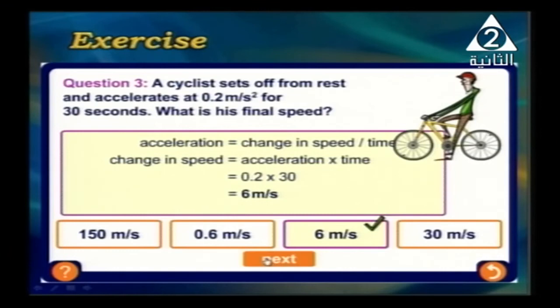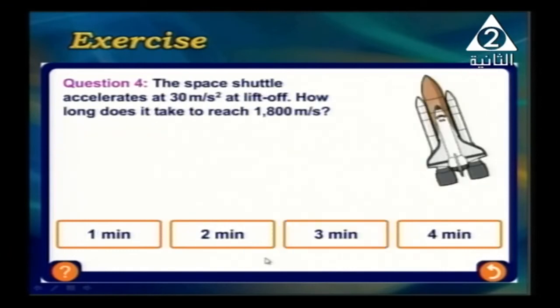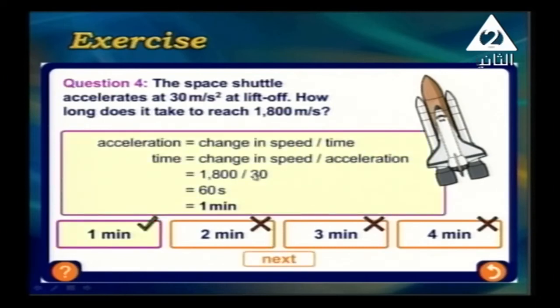After that, we have the space shuttle accelerating at 30 meters per second square at liftoff. How long does it take to reach 1,800 meters per second? I need the time here. So we have 30 and 1,800. 1,800 is the speed, divided by the acceleration. 1,800 divided by 30 equals 60 seconds, which means 1 minute. 180 divided by 3 equals 60, so this is 1 minute.